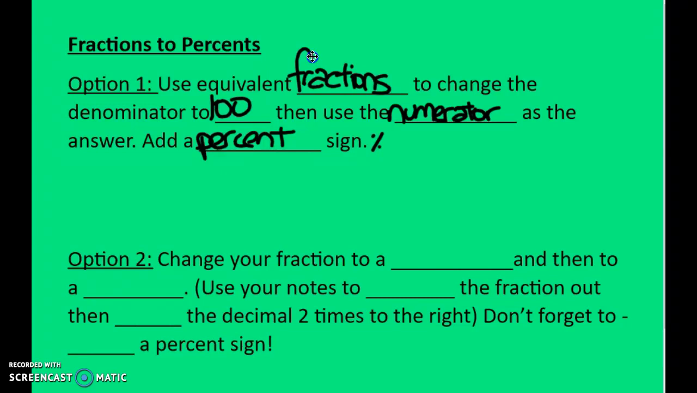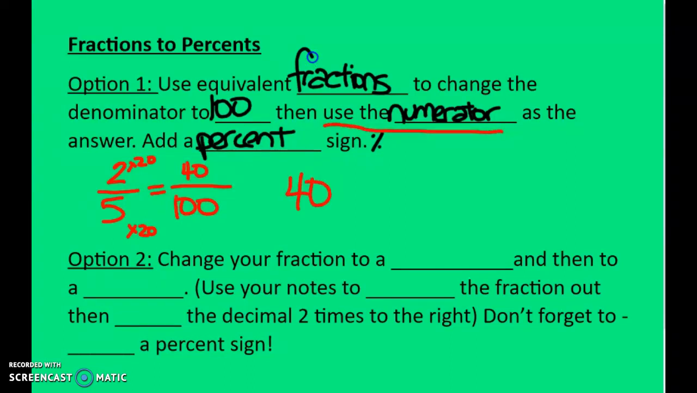So what that looks like is these are for those fractions that are really easy to convert to 100. So let's say we had 2/5. Okay, it says make it equal to 100 in the bottom. So we know to get from 5 to 100, we can do that easily. We can multiply by 20. So we do that in the top, and we get 40 in the top. And then it says use the numerator as the answer. So there's my 40 and a percent sign. Okay, so those are for when those fractions are really easy to get to 100 in the bottom.